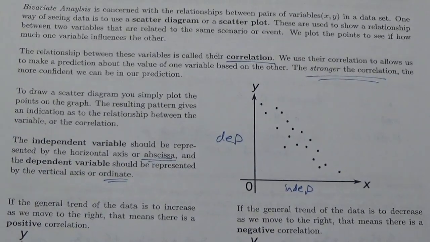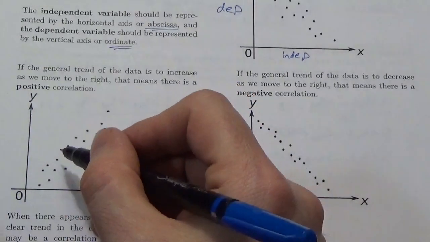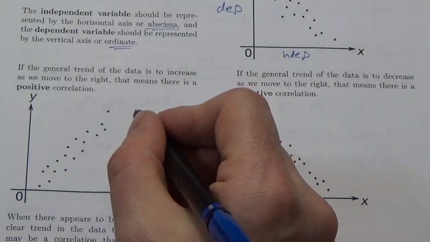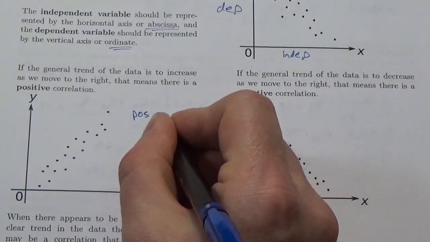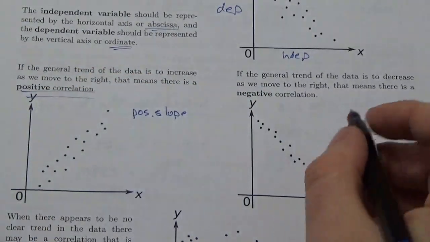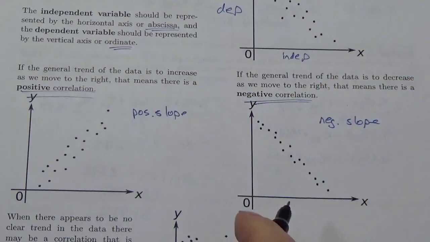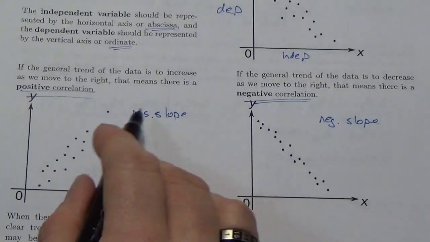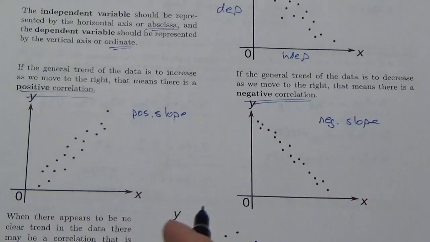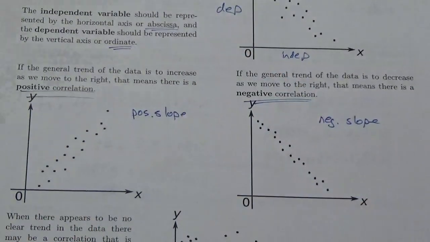Now, let's talk about the relationship a little bit here. If you can see that the general trend of the data is to increase as you go to the right, in other words, it's got a positive slope, then it's a positive correlation. On the other hand, if you can see clearly that it's going to have a negative slope to it, then it's got a negative correlation. Saying slope may not be the best word to use there, because it doesn't necessarily have to be linear, but it's either going to be positive going up or negative going down. That's the idea.